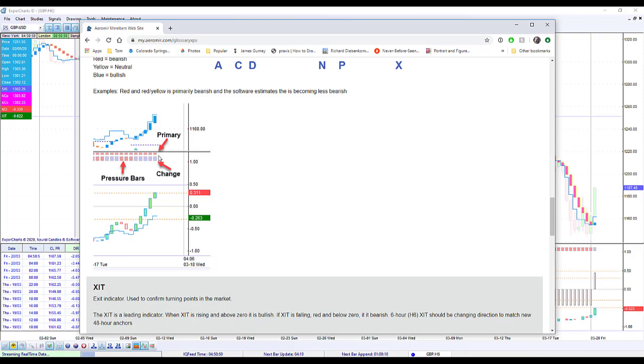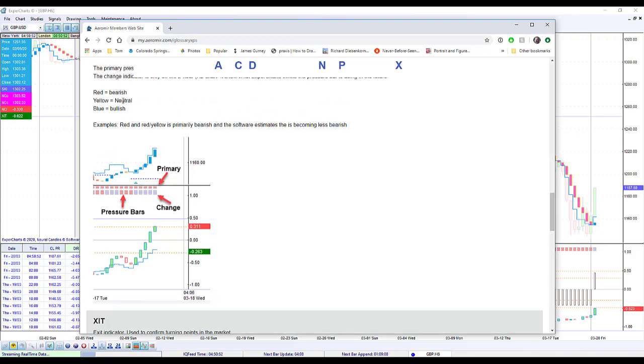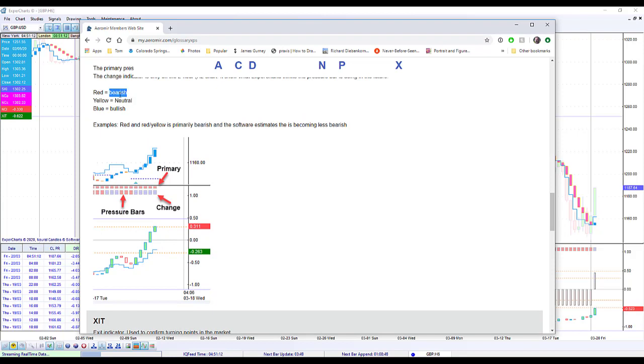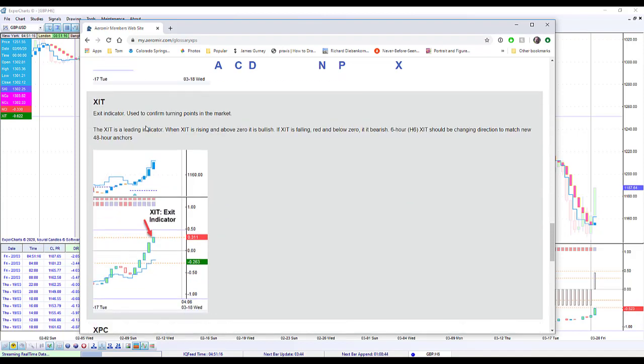The other color you'll see in here is yellow, like here is neutral. So sometimes you'll see a yellow primary one, and that means it's just kind of going sideways. If you see it's say bullish or bearish, and then you get red over yellow, that means, okay, maybe it's not quite as bearish as I thought. It might be slowing down. So here's the color: red or pink is bearish, yellow is neutral, blue is bullish.